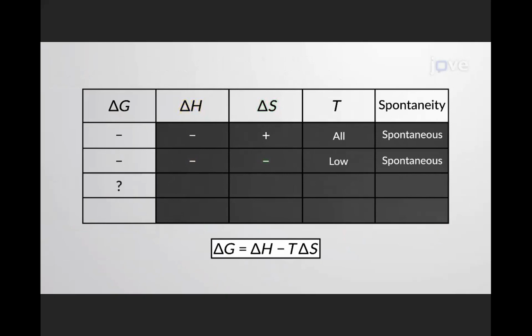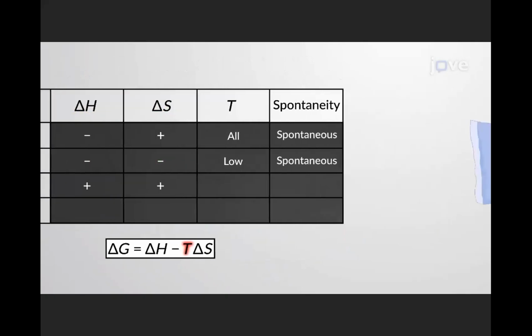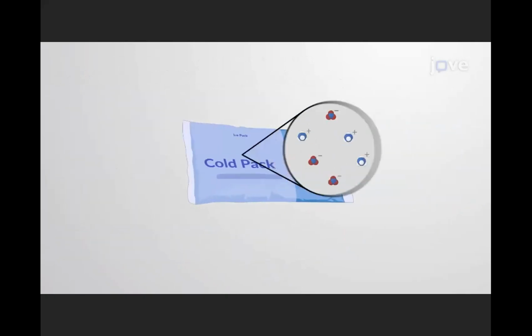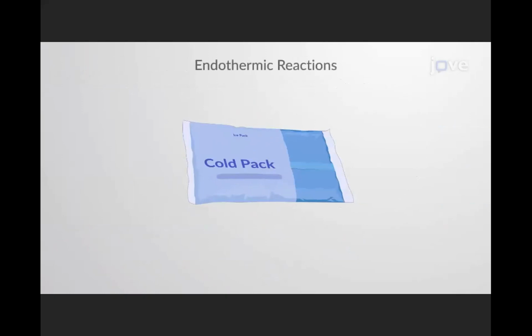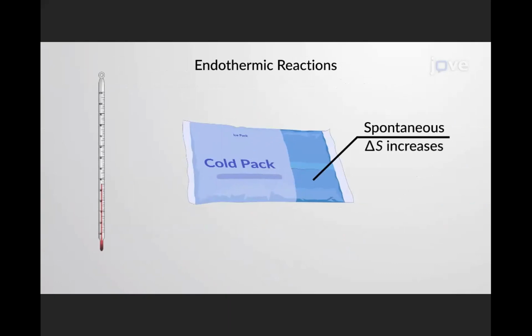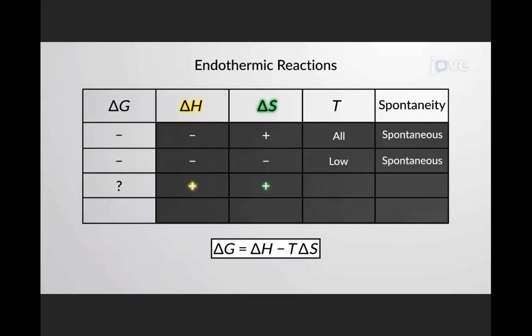Delta G is also dependent on temperature if both delta H and delta S are positive. A common example is a chemical cold pack, where solid ammonium nitrate dissolves in water that absorbs heat from the surroundings. This endothermic reaction proceeds spontaneously at room temperature due to the increase in disorder of the system. Thus, reactions with positive enthalpy and entropy changes are spontaneous only at higher temperatures.